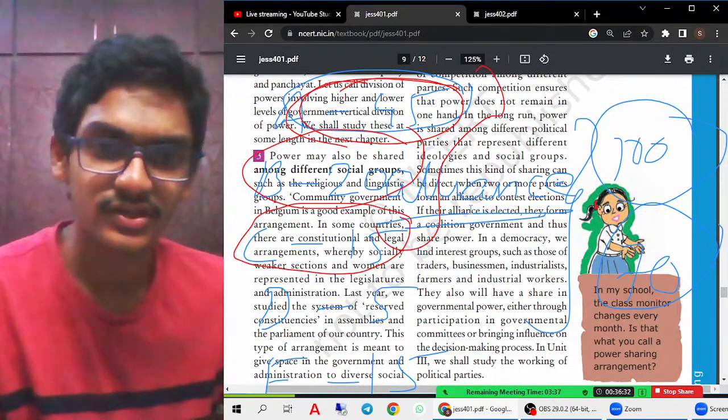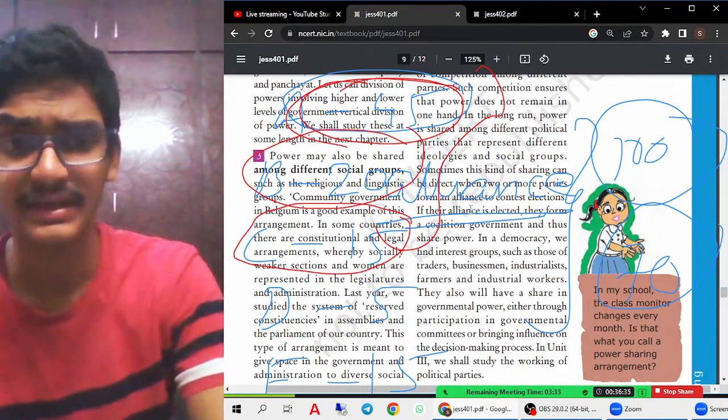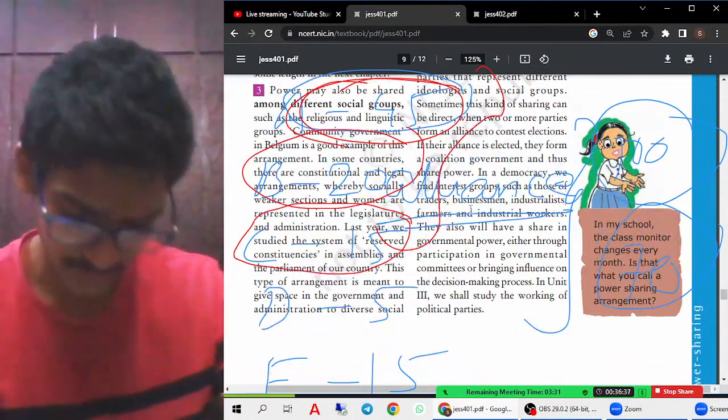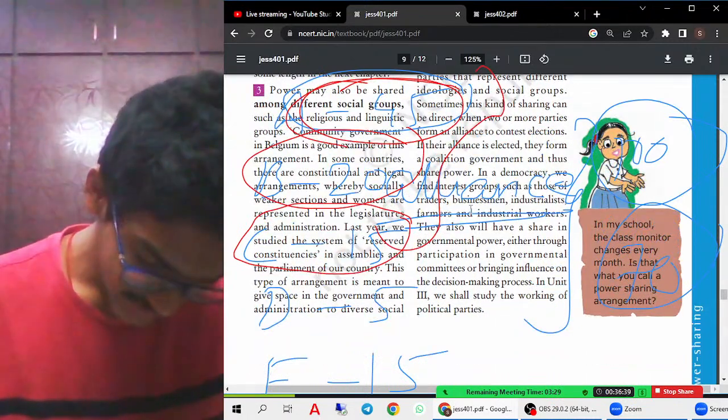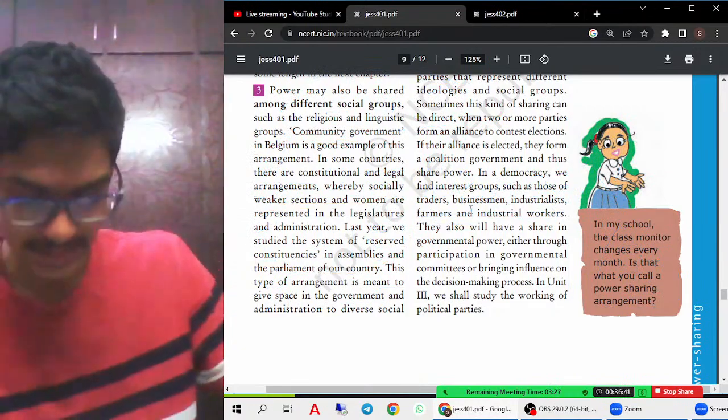So I hope you all have understood that this is a simple process. This civics lesson is very simple to understand. It has been explained very quickly and easily.